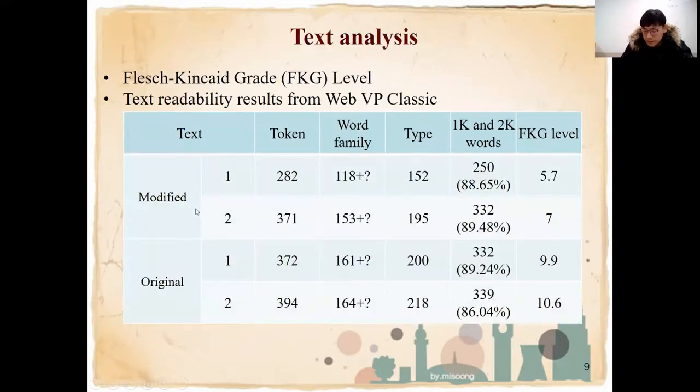So modified text, 5.7 and 7. Original text, 9.9 and 10.6. So the contents of the two texts, modified and original texts, are almost identical, but there is a difference in linguistic levels, different linguistic levels.